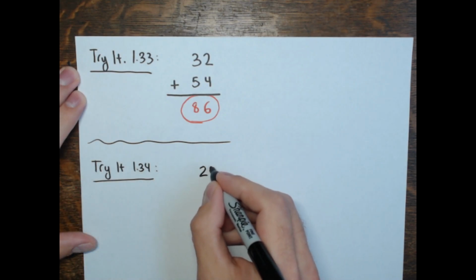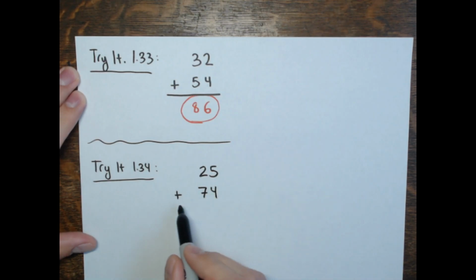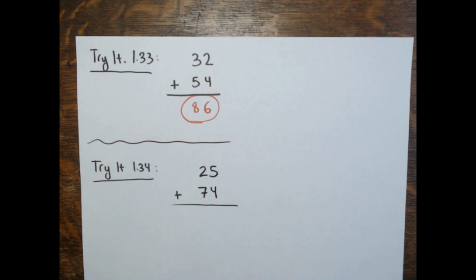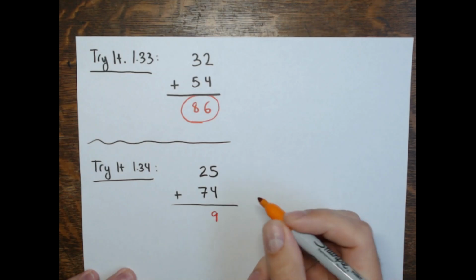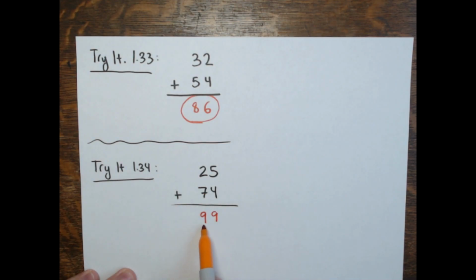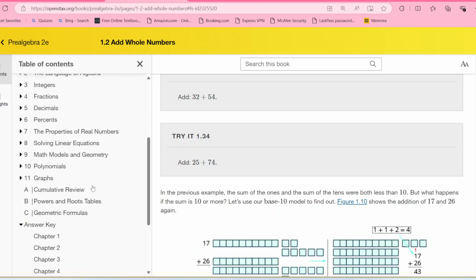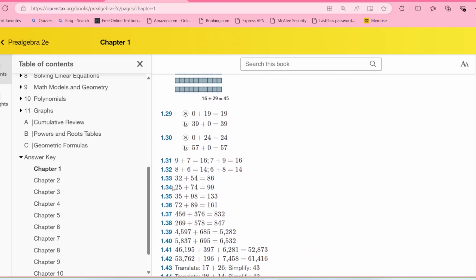We're asked to add 25 plus 74. All right. So again, I stack them up like this. Ones place lined up, tens place lined up. 5 plus 4, 5 ones and 4 ones, that's 9. And tens place, 2 plus 7 is also 9. So 9 tens, 9 ones, that's 99 for the sum. Let's check it out. And I know I'm correct, but it never hurts to look. And you see 1.34, 99. Excellent.